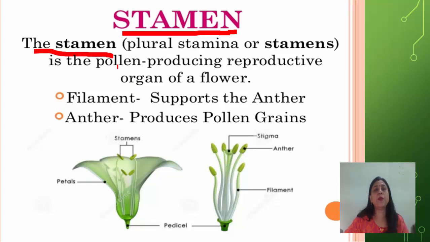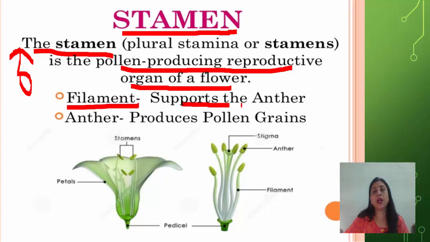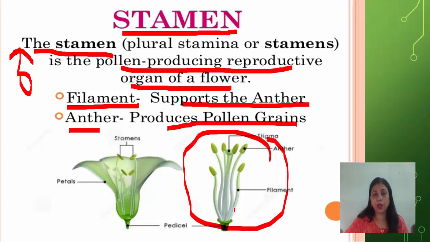The stamen is the pollen-producing reproductive organ of a flower. These pollen grains are the male sex cells of a flower. It has a filament which supports the anther, and the anther produces the pollen grains. You can see in this figure, this filament is supporting these anthers, and what is present in the anthers? Pollen grains are present in the anther.